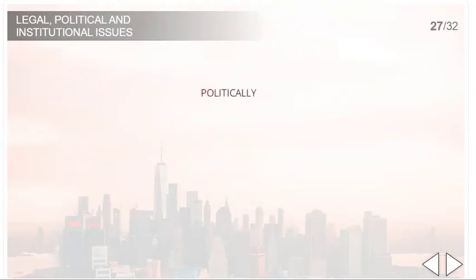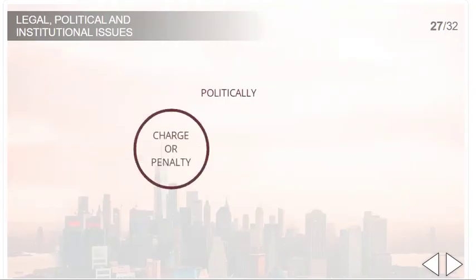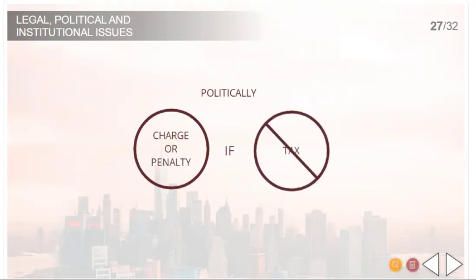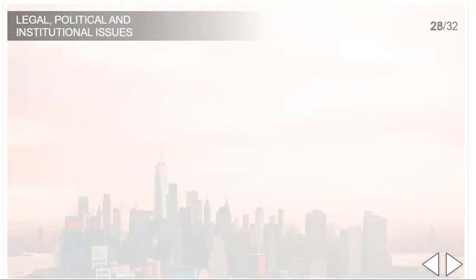For example, a given level of government seeking to raise revenue might frame the instrument as a charge or penalty when it does not have the authority to levy a tax. Even when the financial instrument clearly is a tax, what type of tax it is can play a role in the assignment of taxing powers.